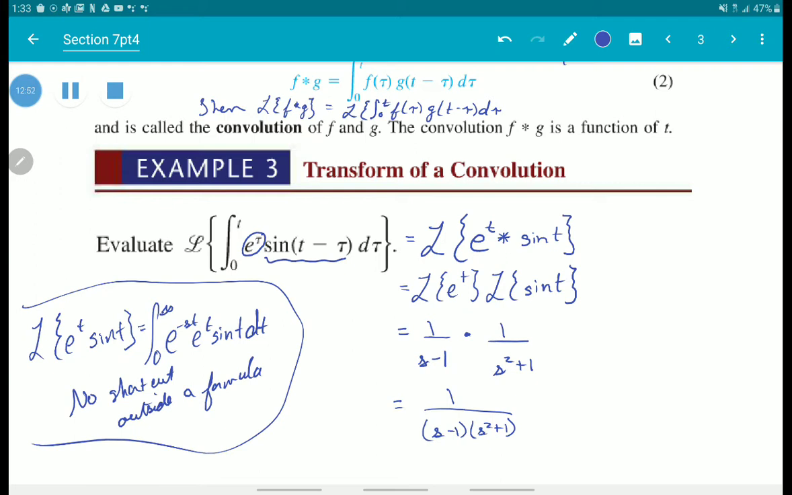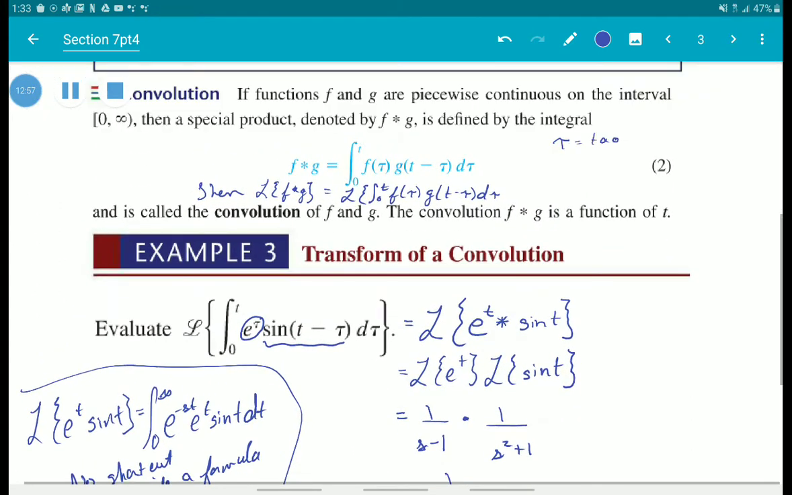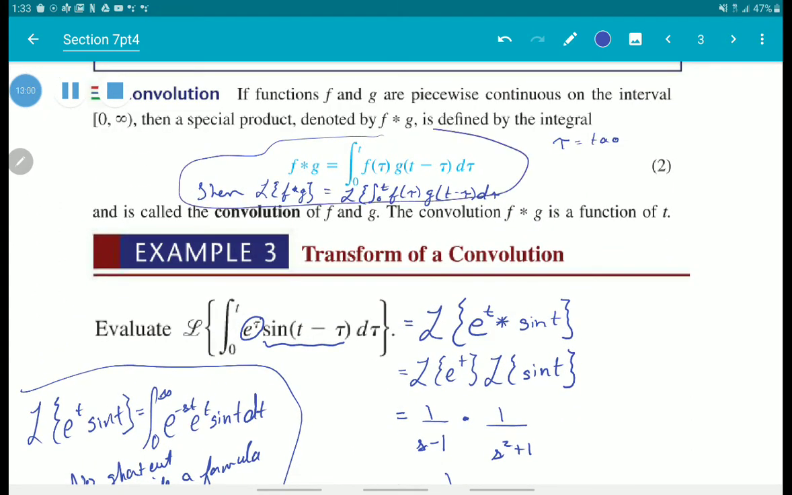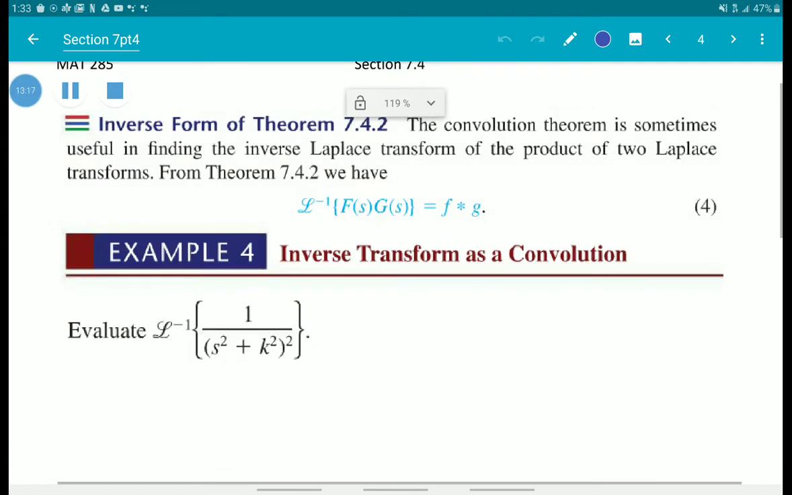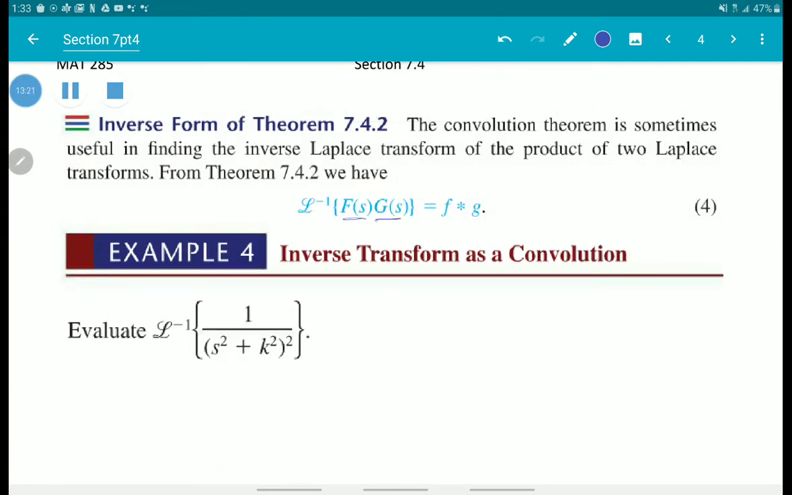So this is different than a product. It's a specially designed product, and it's called a convolution. That convolution is defined to be that integral. So that's another definition. Likewise, if we were to go backwards and take the inverse Laplace of two Laplace transforms multiplied together, then that will define a convolution.